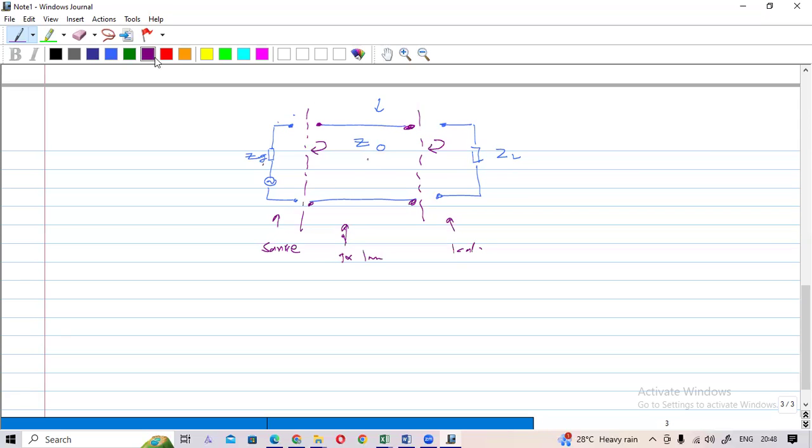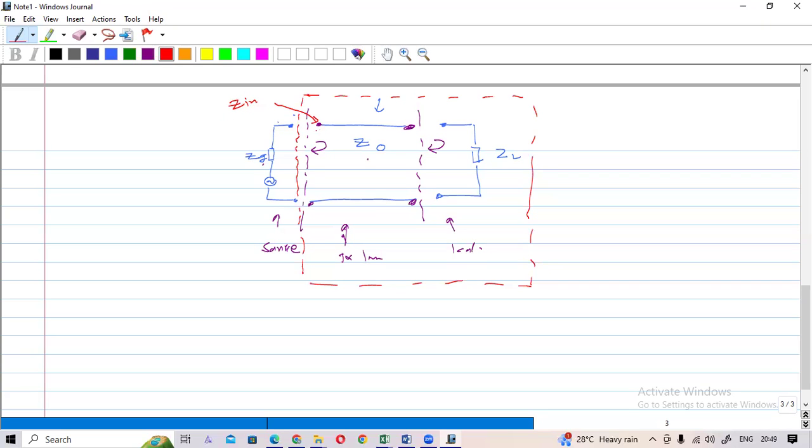And if you consider this overall circuit, the input of this overall circuit, that is the input here, is Z in. So Z in can be calculated using the Smith chart or the transmission line impedance equation.